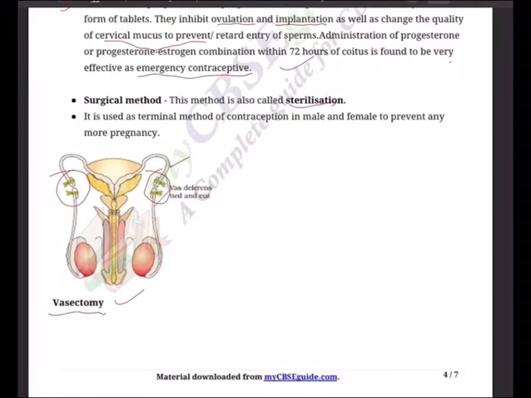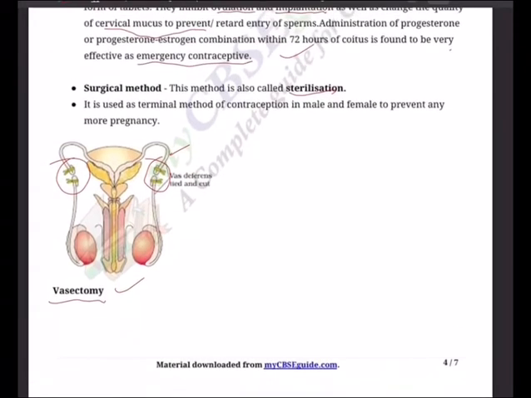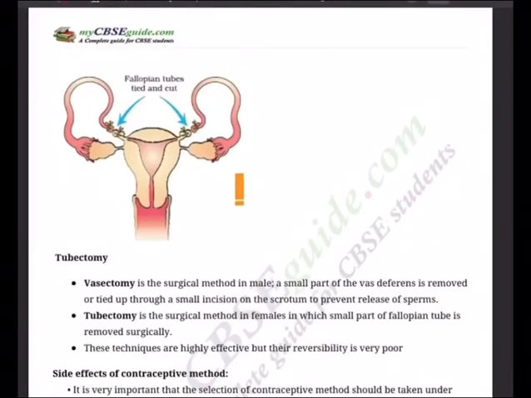A small part of the vas deferens is removed or tied up through a small cut on the scrotum. While in tubectomy, the sterilization surgery, here you can see the fallopian tube. This is called the fallopian tube, as all of you know. On the fallopian tube there is a cut both on left and right. Remember, a pair of ovaries, that's why. And a small part of the fallopian tube is removed or tied up, ligation, through a small cut in the abdomen or through the vagina.